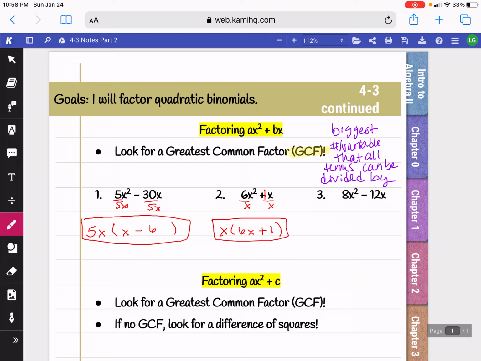In the next one, we look at our numbers, 8 and 12. The biggest or greatest common factor that those can be divided by is 4. So I can factor out a 4. And then I have x squared and x, so I can factor out an x from there. So now if I work backwards and divide by 4x, 8x squared divided by 4x is 2x. And 12x divided by 4x would be negative 3. So those would be my factors.